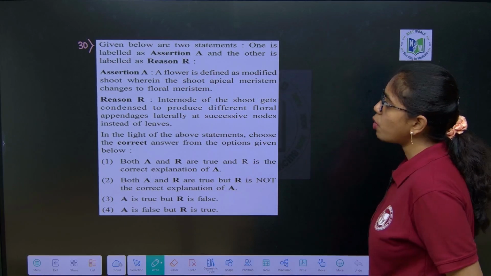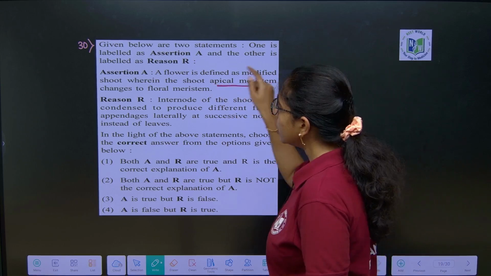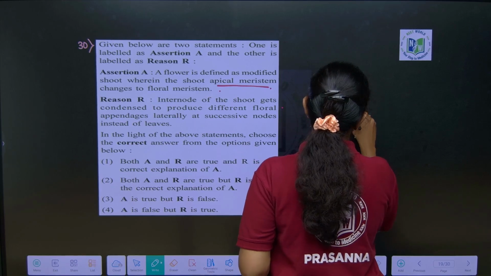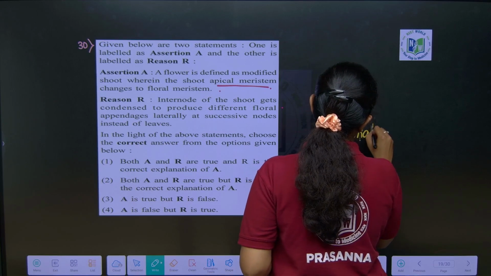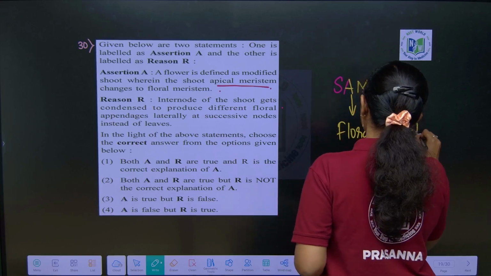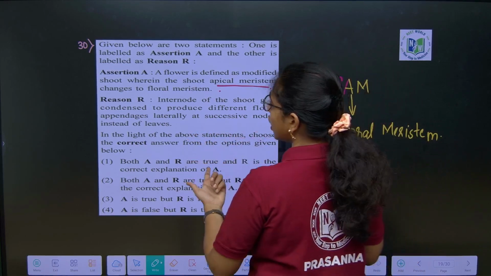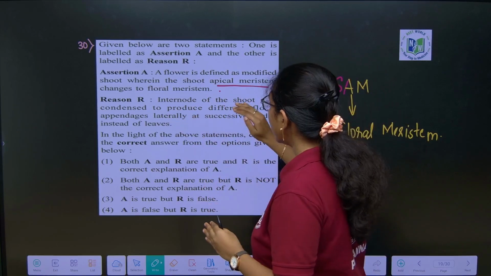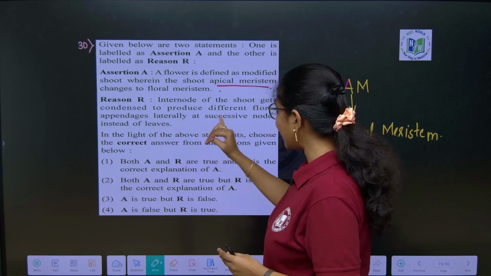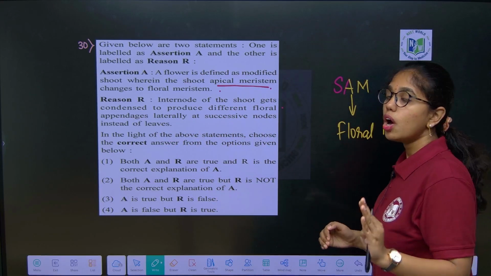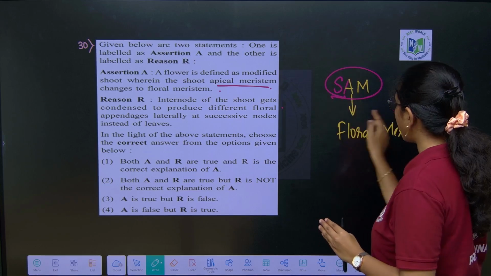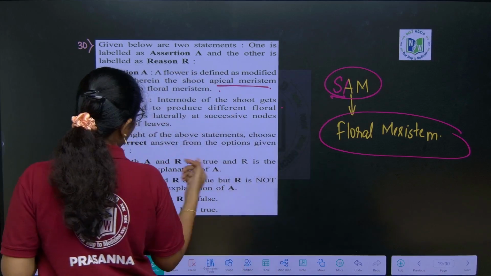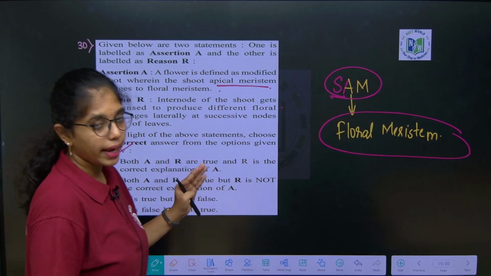Next, if you see, assertion. A flower is defined as a modified shoot wherein shoot apical meristem changes to floral meristem. How is it changing? Again look into the reason properly. The internode of the shoot gets condensed to produce different floral appendages laterally at successive nodes instead of leaves. That is how a shoot apical meristem is modified to floral meristem and then gives rise to floral primordia. So, here A and R are true and R is the correct explanation of A.